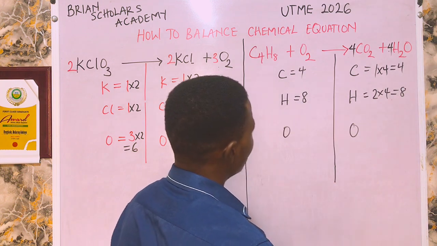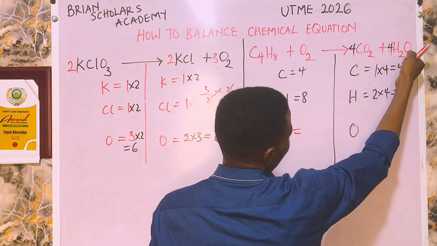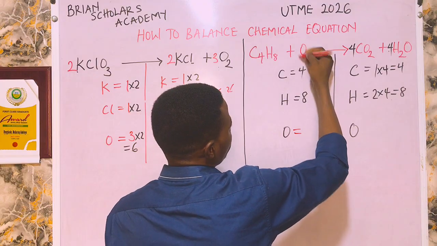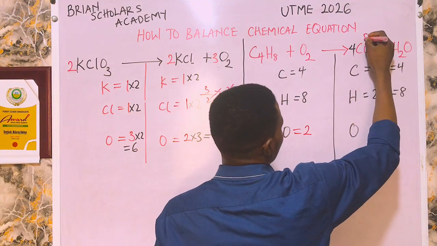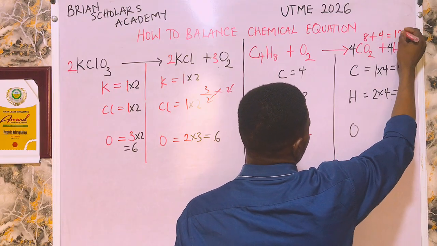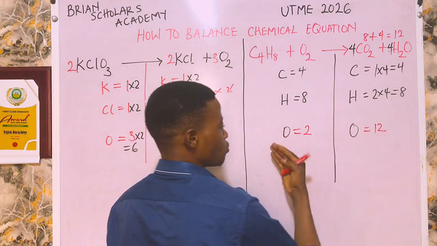Then let's go ahead and balance the oxygen. And don't forget that by adding 4 here, it has already altered the number of oxygen, right? And look at this very well. How many oxygen do you have here? I'm having just 2 oxygen. Then how many do you have here? 2 multiplied by 4, that's 8. Plus how many do you have here? That's 4, which is basically 12, right? So I'm having 12 oxygen here and 2 oxygen here. So I'm balancing toward this side.